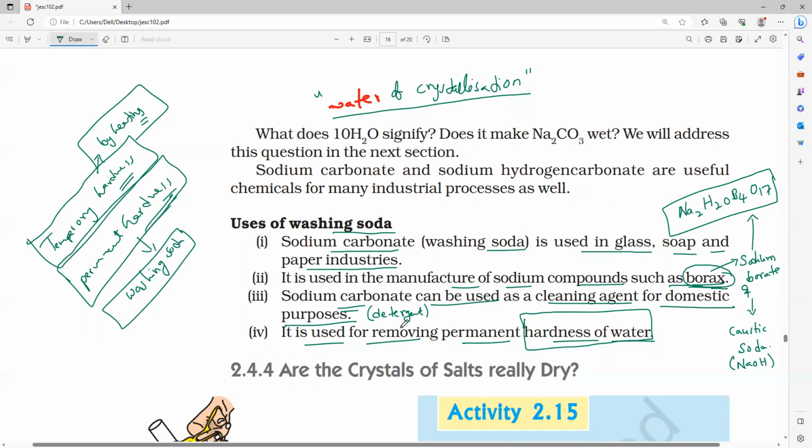Actually, it is there in my other laptop. I will take it and I will definitely send you today. You should ask me. Clear? So this is what about it. Anybody having any doubt, you can ask me, guys. Okay. Understand? These are the uses of washing soda. Clear, guys?